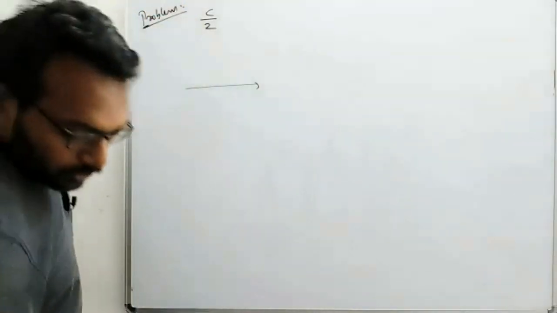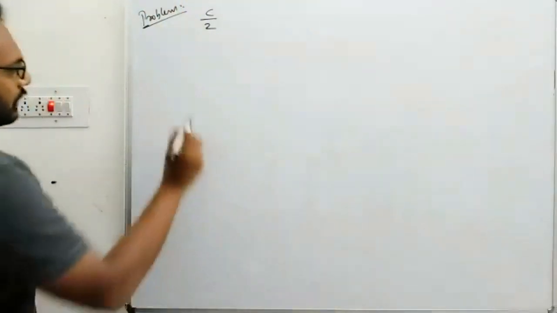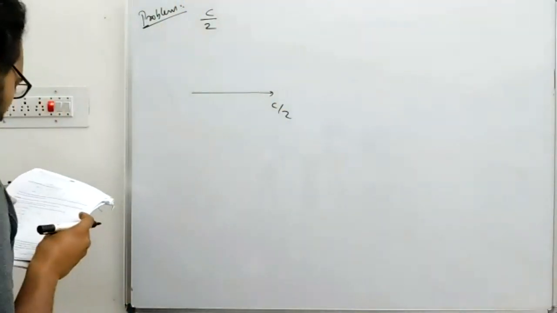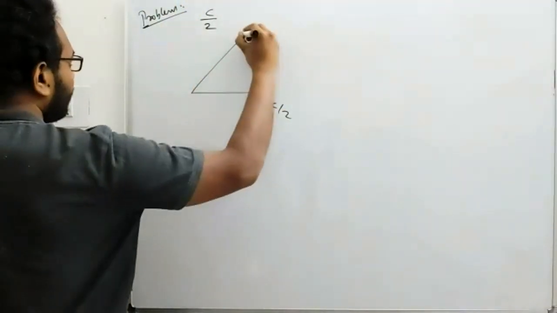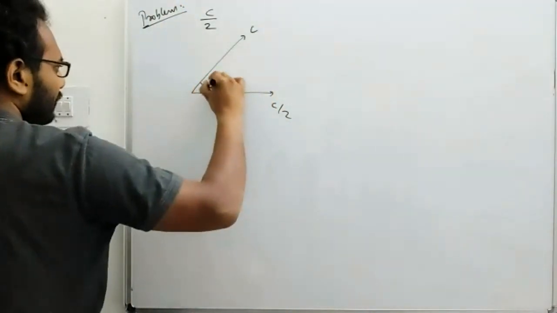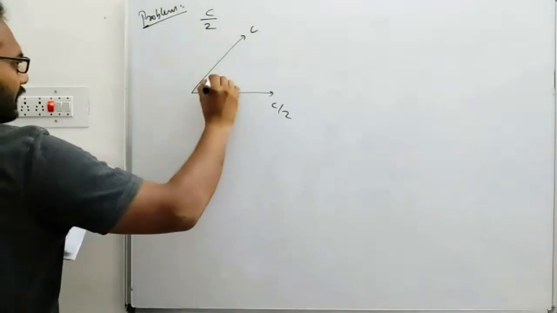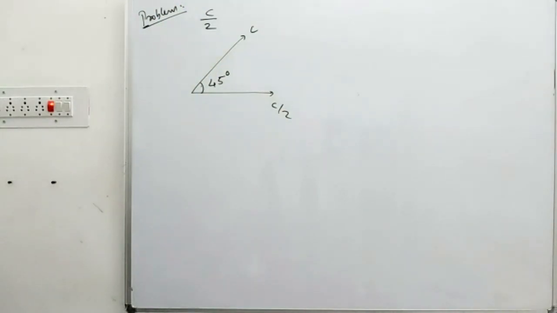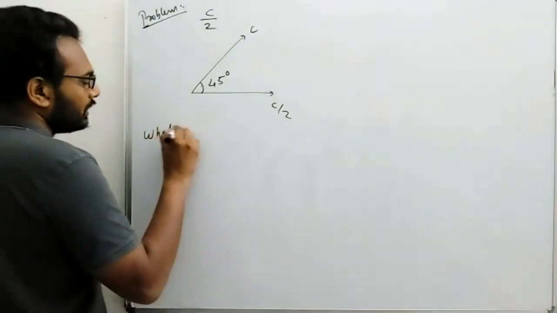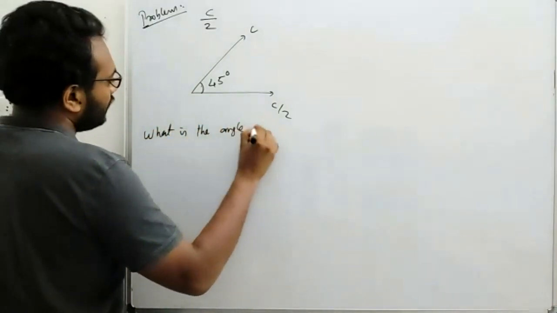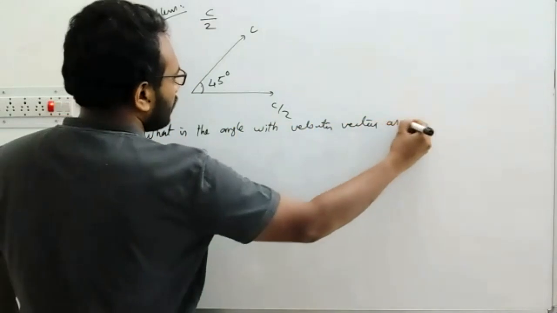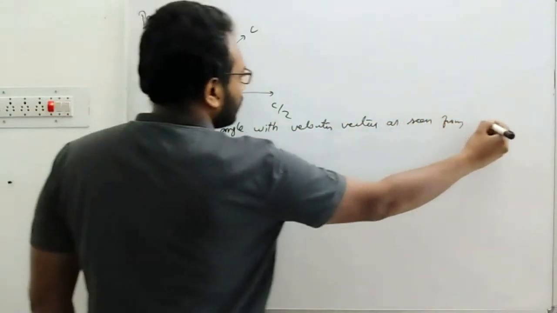So we have got a car moving. With respect to ground, we have got a car moving with velocity c by 2, right? And a light beam is emitted from the car at angle 45 degree. This is speed c, and it makes an angle 45 degree with the velocity vector of the car. What is the angle with velocity vector as seen from ground? Okay, that's the question.